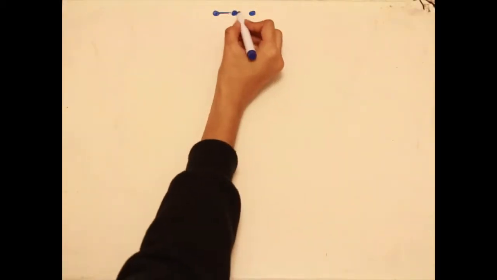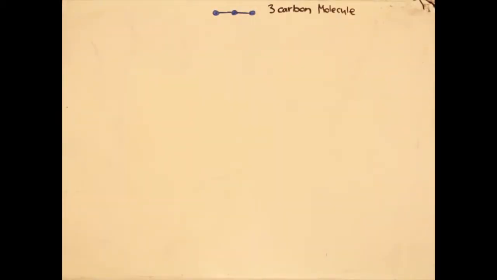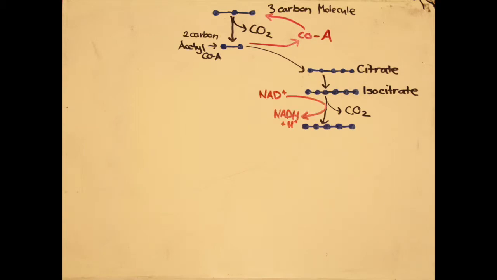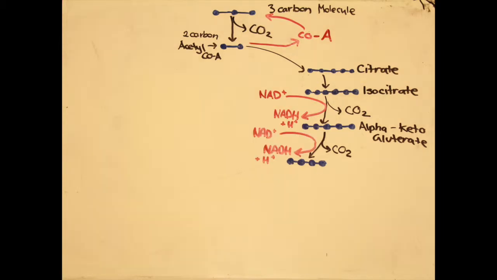The 3-carbon molecule loses a CO2 and becomes a 2-carbon molecule called acetyl-CoA. Acetyl-CoA enters the Krebs cycle when it is joined to oxaloacetate by citrate synthase to produce citrate. Citrate is converted into isocitrate by the enzyme aconitase. CO2 comes out and isocitrate is then converted into alpha-ketoglutarate. NAD+ becomes NADH. CO2 leaves and alpha-ketoglutarate is then converted into succinyl-CoA by alpha-ketoglutarate dehydrogenase.